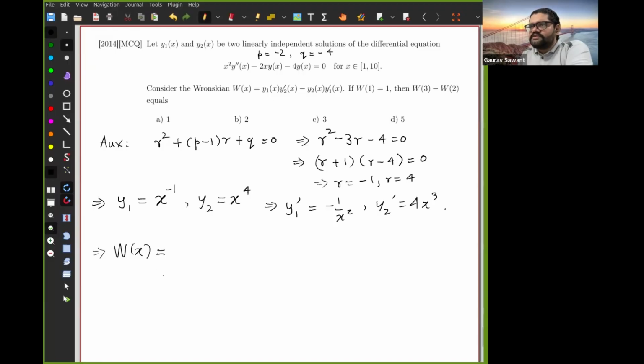Right. So what is my W? W, as the formula suggests, is y1 y2 dash minus y2 y1 dash, which turns out to be 4x square plus x square, right, equal to 5x square. Okay. So this is my Wronskian.